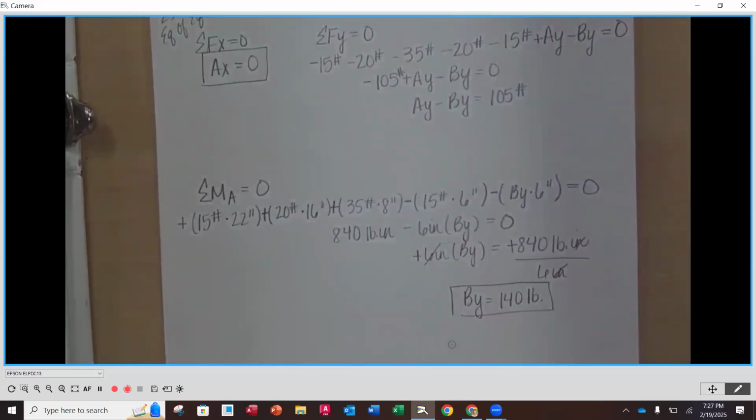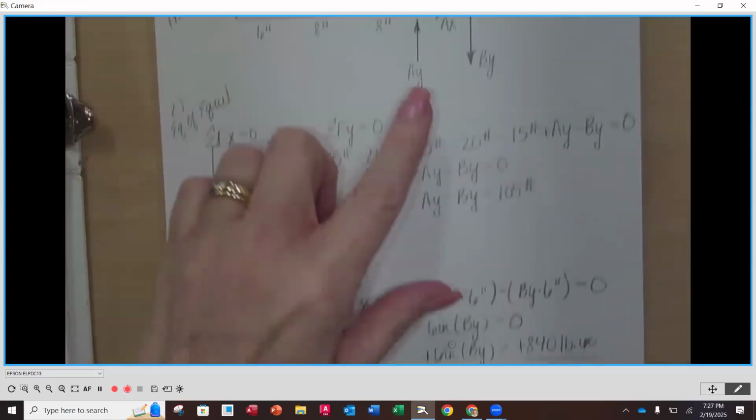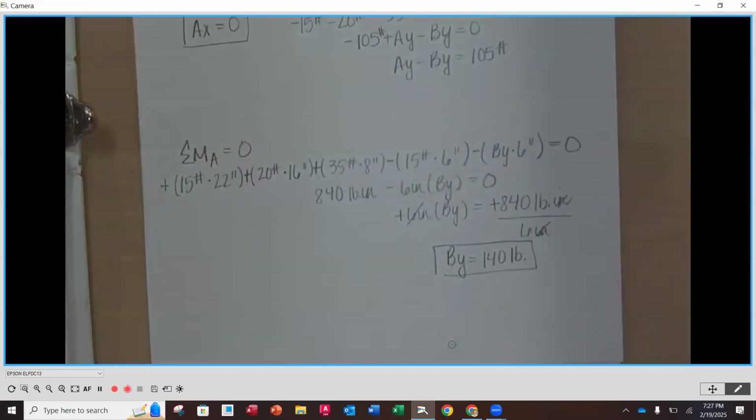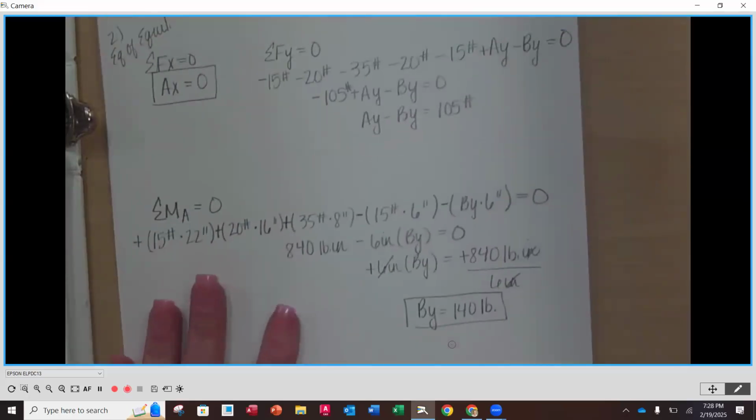Yep. Great. Good, good, good. Well, it's a positive value confirming my negative direction. Okay. All right. Everybody get, it looks like I've got a couple yeses. Good. Okay, awesome. So 140.